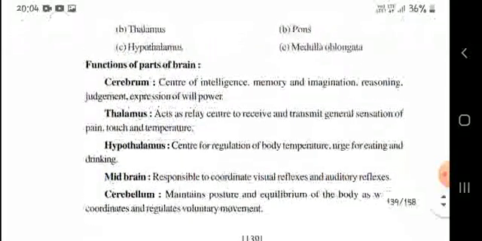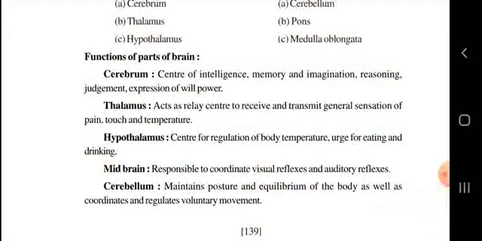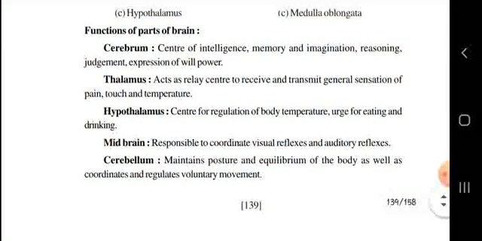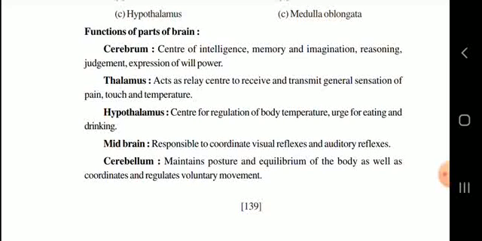These are the cerebellum. It is our thinking power. It thinks. Thalamus acts as a relay center to receive and transmit sensation like pain, anything. And hypothalamus, center of regulation of body temperature, urge for eating and drinking when you are hungry. And midbrain, responsible for coordinating visual reflex and auditory reflex.